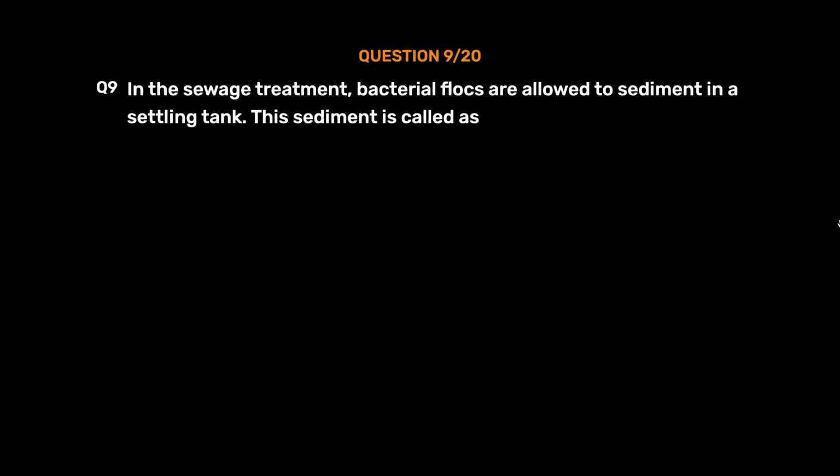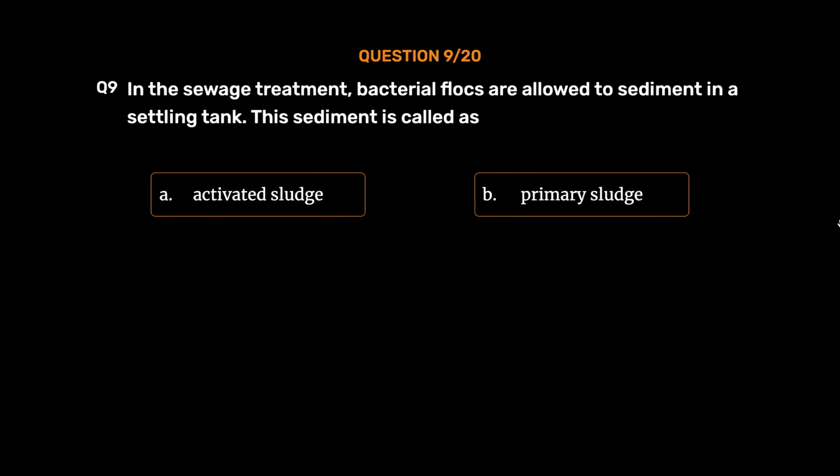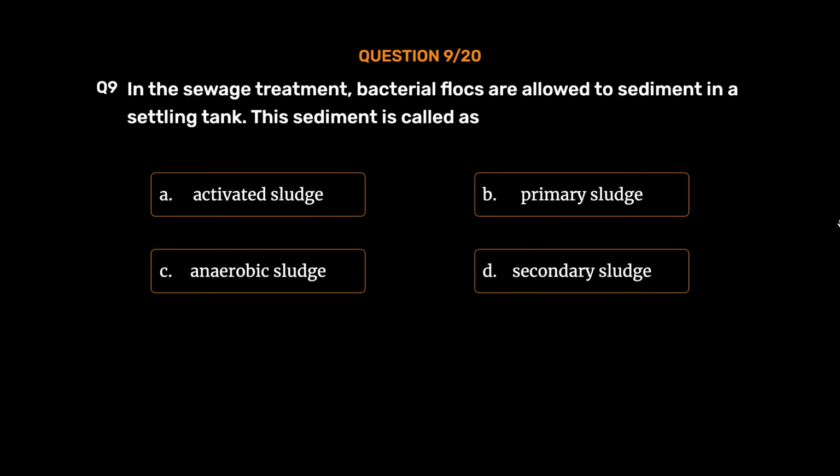Question number 9. In the sewage treatment, bacterial flocs are allowed to sediment in a settling tank. This sediment is called as Option A. Activated sludge. Option B. Primary sludge. Option C. Anaerobic sludge. Option D. Secondary sludge. The correct answer is Option A.